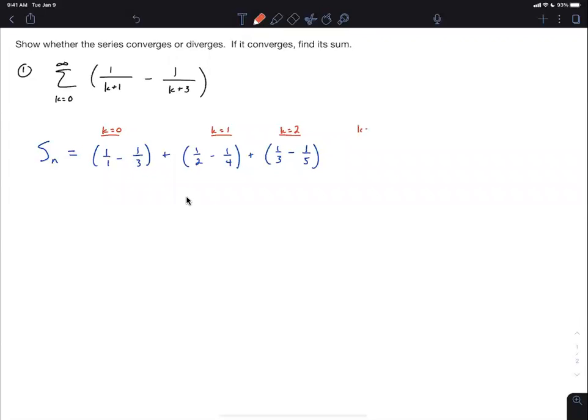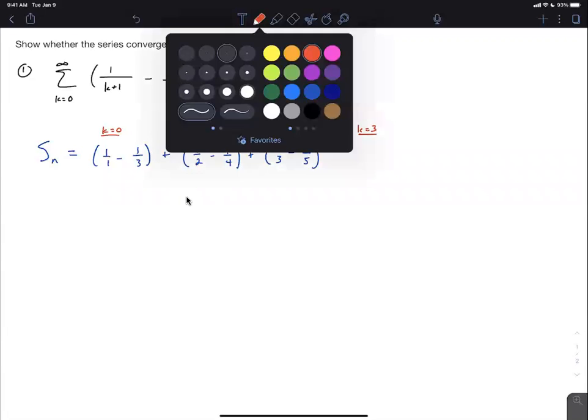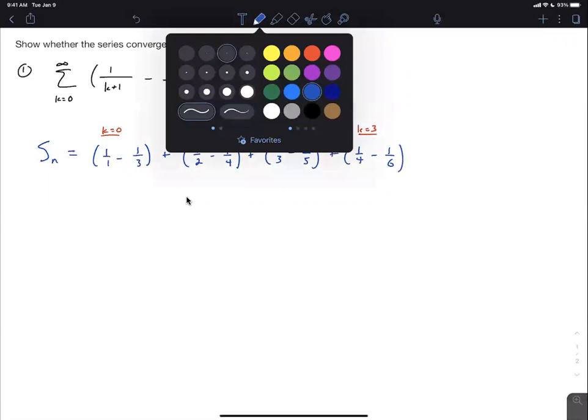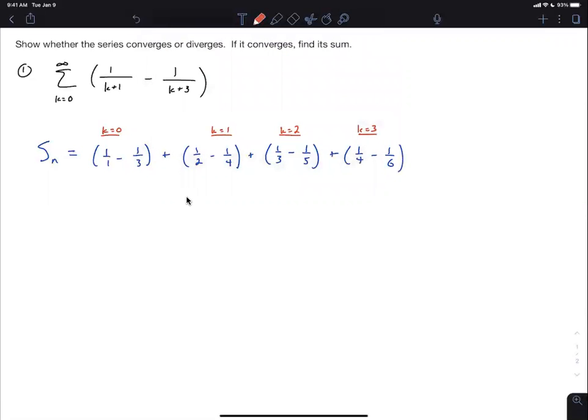So k equals 3. That gets us 1/4 minus 1/6. So look at the fractions we've got and see if there's anything we can do to this to make it a little bit easier. Is it like cancel some stuff? Yeah, some stuff cancels. What cancels here?